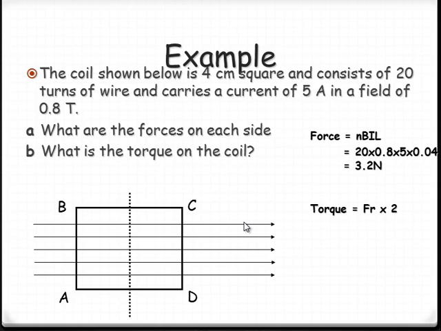What is the torque on the coil? The torque is force times distance, if we think back to unit 3. So we have how far from the point of rotation times the force. So we've got 3.2 times 0.02, and we're multiplying it by 2. Why are we multiplying it by 2? Because you've got force on this side causing torque, and a force on this side causing torque, so you account for both sides of the armature. And we get a torque of 0.128 newton meters.